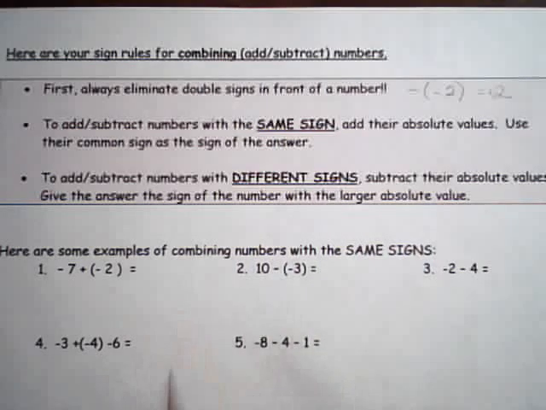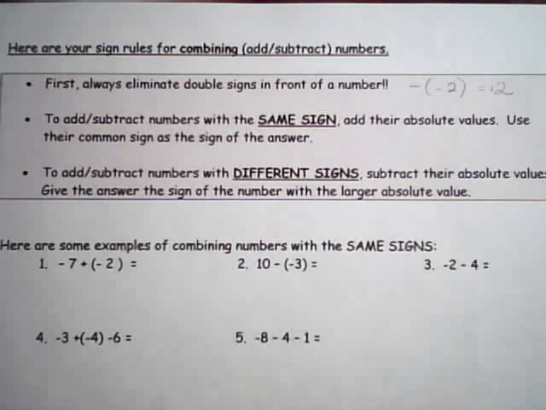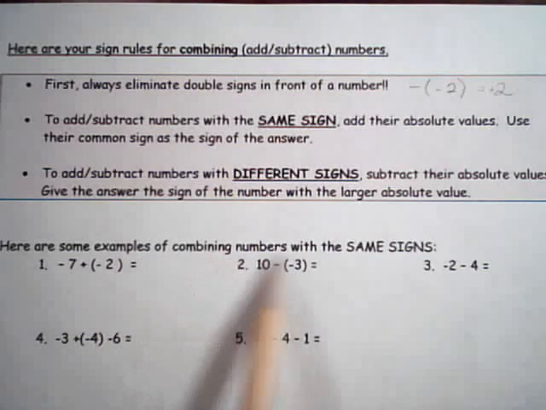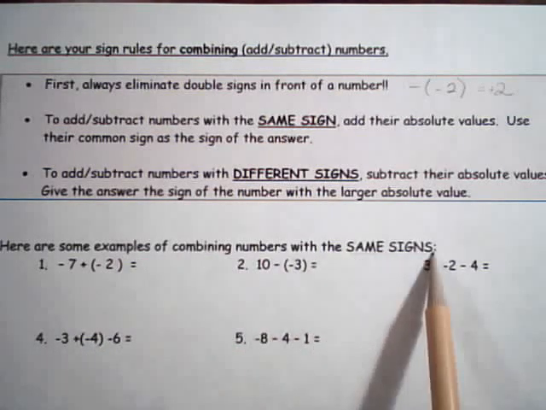Hopefully as we work out these examples, you'll be able to make more sense of these rules. These are probably the most important ones that we'll talk about in the course, because from here on out we're always going to be dealing with positive and negative numbers. The first set of examples are combining numbers that have the same signs.